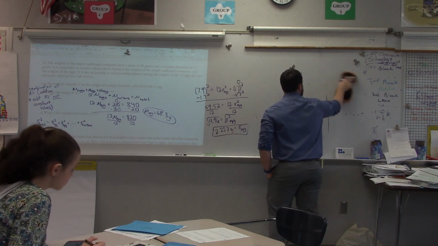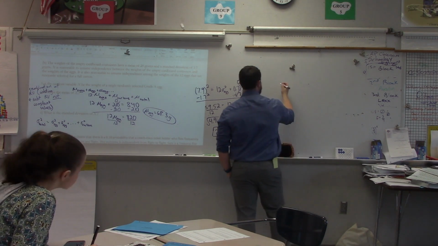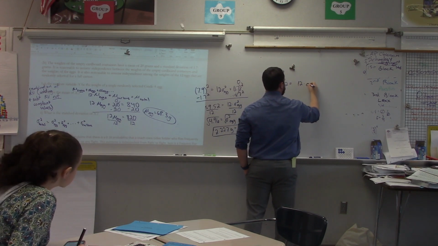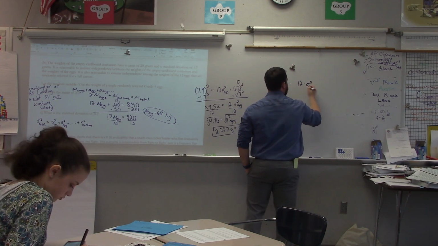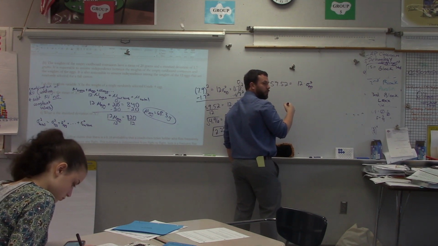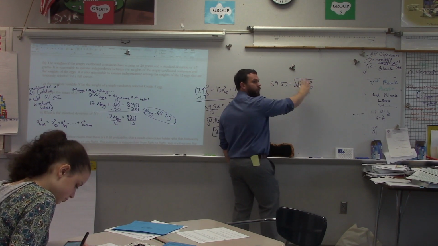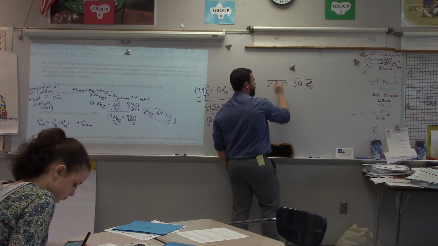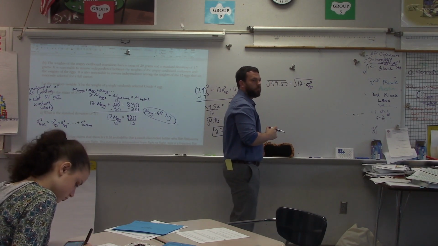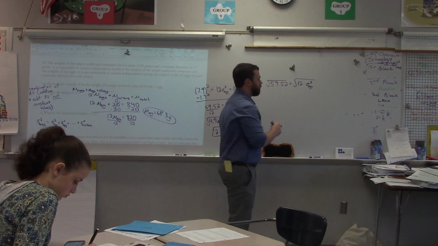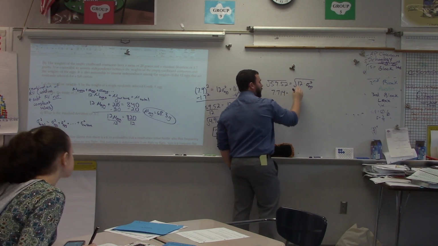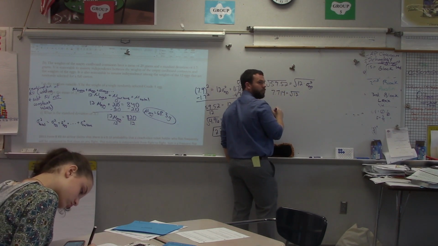So let me show you what that would look like. Well, here's the issue with that. Did he give you the same answer? No. So here's the thing, whatever you do to one side of the equation, you have to do to the other, correct? So if I take the square root of the left-hand side, I have to take the square root of the right-hand side. So what's the square root of 59.52? 7.714.